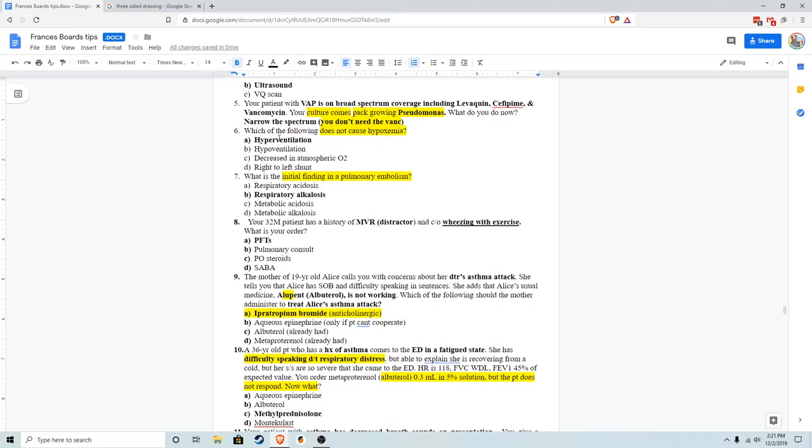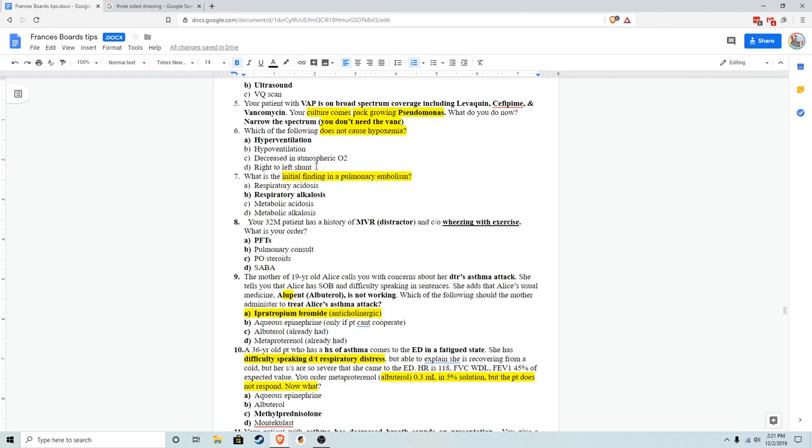Okay, number six, which of the following does not cause hypoxemia? Hyperventilation, hypoventilation, decreased atmospheric O2, and right-to-left shunt. Okay, so let's look at all of these. Hypoventilation, we're not breathing very deeply, so we're not getting a lot of oxygen molecules in, so that will cause hypoxia. Decreased atmospheric O2, the partial pressure of oxygen in a higher environment, like if you go from Florida to Denver, you're going to have a noticeable decrease in the concentration of oxygen in Denver than there is in Florida. So that can also cause hypoxia.